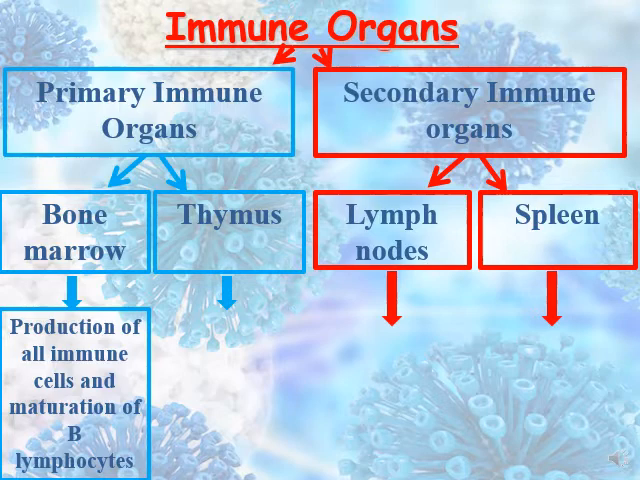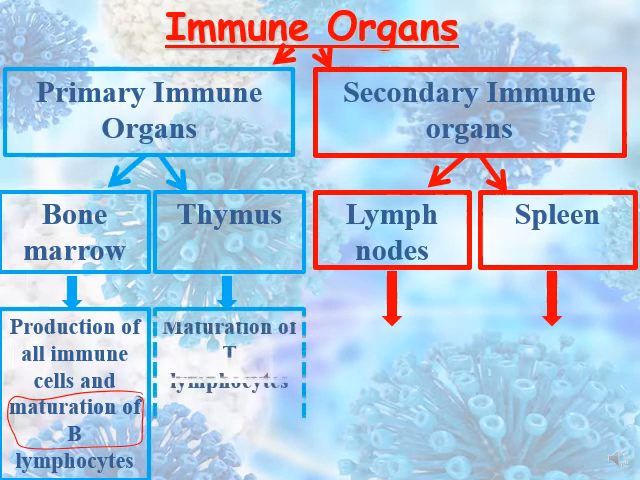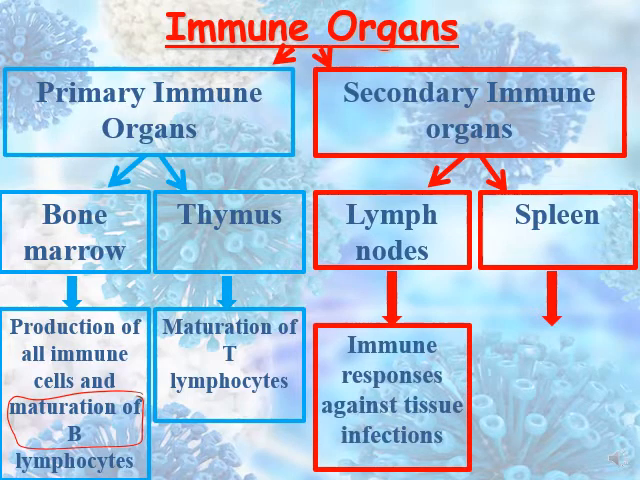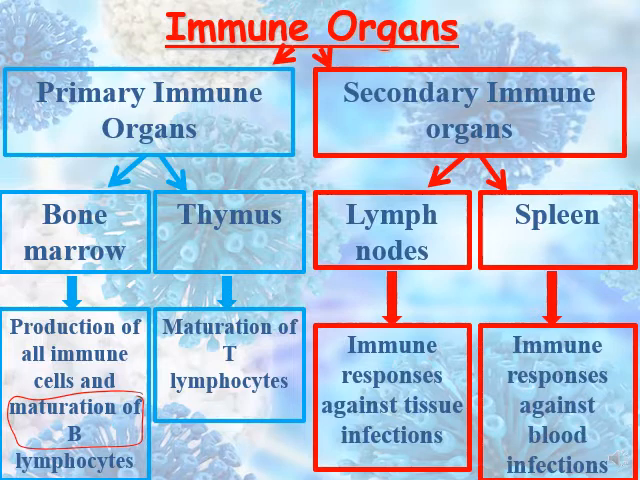What is the role of the bone marrow? Production of all the immune cells, production of B and T, but it only matures B lymphocytes. The thymus has only one role, maturation of the T lymphocytes. Secondary immune organs, as we said, are the site where the immune response takes place. Lymph nodes mount immune responses against tissue infection, whereas the spleen mounts immune responses against blood infection.